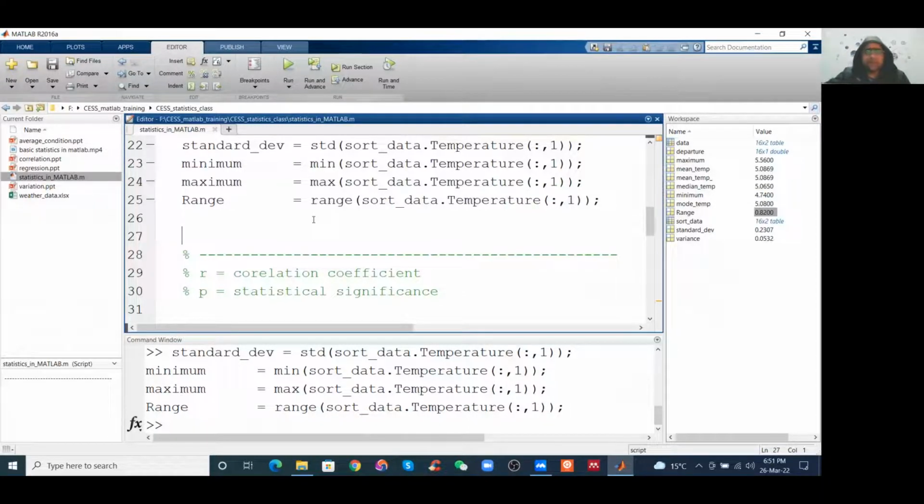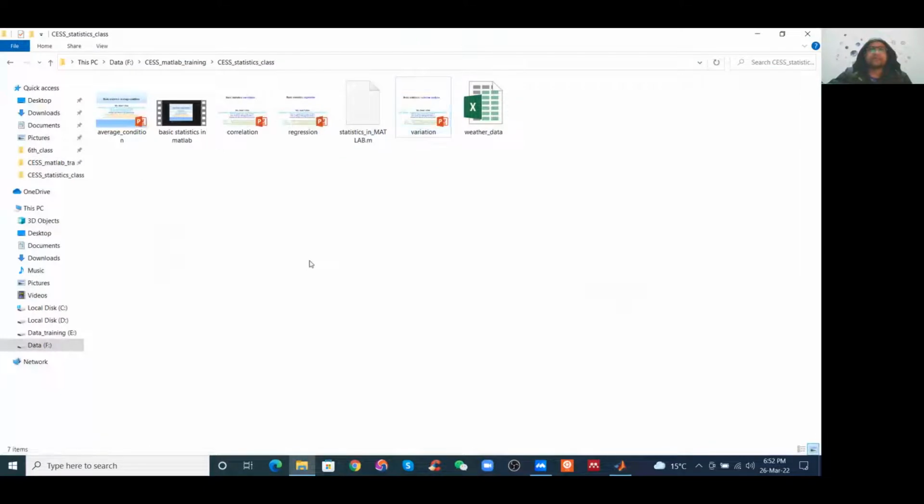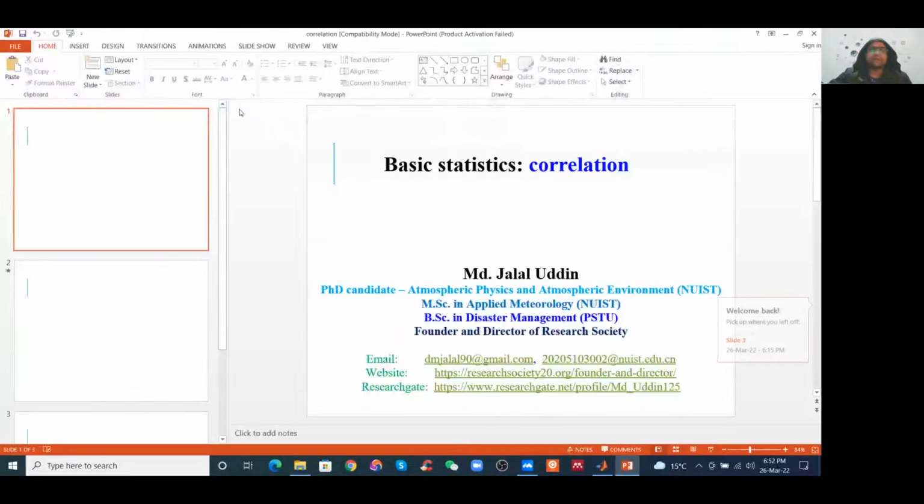Anyway, now we can also calculate the correlation. We want to know the correlation between two samples or two variables. So what is the correlation? Let's run the correlation, then we can calculate it in MATLAB.